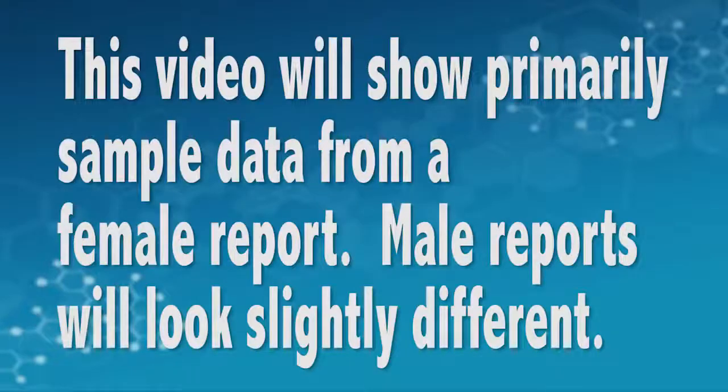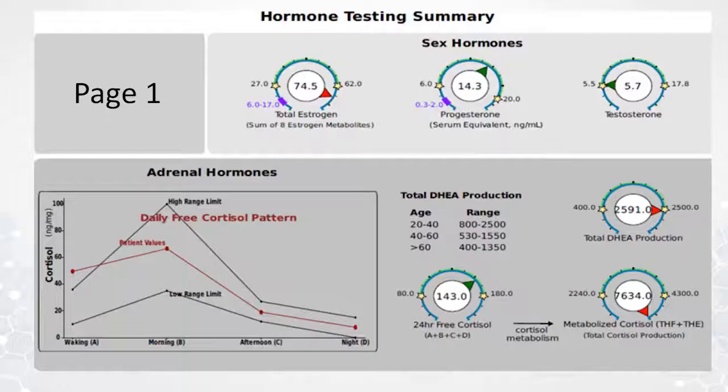We've got a video here to walk you through it, and we've got subsequent videos that you can watch that will go into more detail about the different parts of the test itself. You'll find on the report that on page 1, you've got an overview of the hormone levels. So you can see there the total of the estrogens, the progesterone, the testosterone, the total of the DHEA production. And then for the cortisol, we've got a pretty complex analysis.